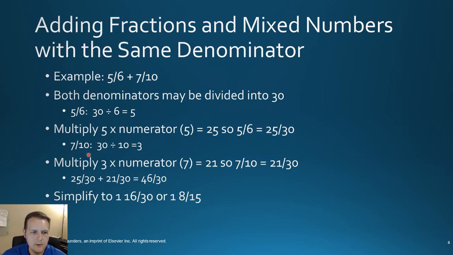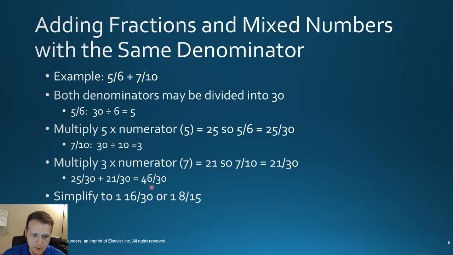I can do the same thing with the 7/10, where 30 divided by 10 is 3. So I'll multiply that 7 by 3, and I end up getting 21. So 7/10 is equivalent to 21/30ths. Now that I have both of my fractions with a denominator of 30, I can add these up, and I'm getting 46/30ths.